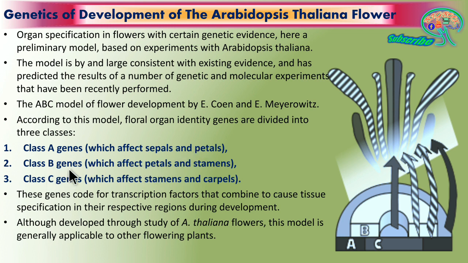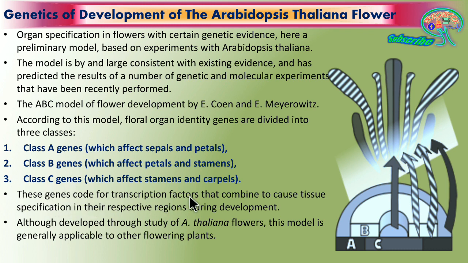Now when you look at the class B and class C genes, the stamens are the common. So class B and class C genes are going to have the influence on the stamens. So this is the combinational effect, we can say, of the organ identity genes as per the classes A, B and C.